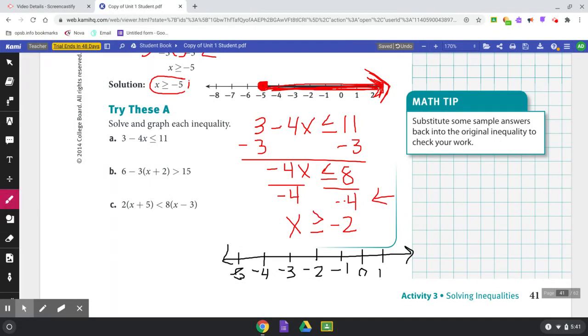Because my inequality sign is greater than or equal to, I'm going to have a closed circle at -2. It includes the value -2, and my ray is going to extend in the right direction.